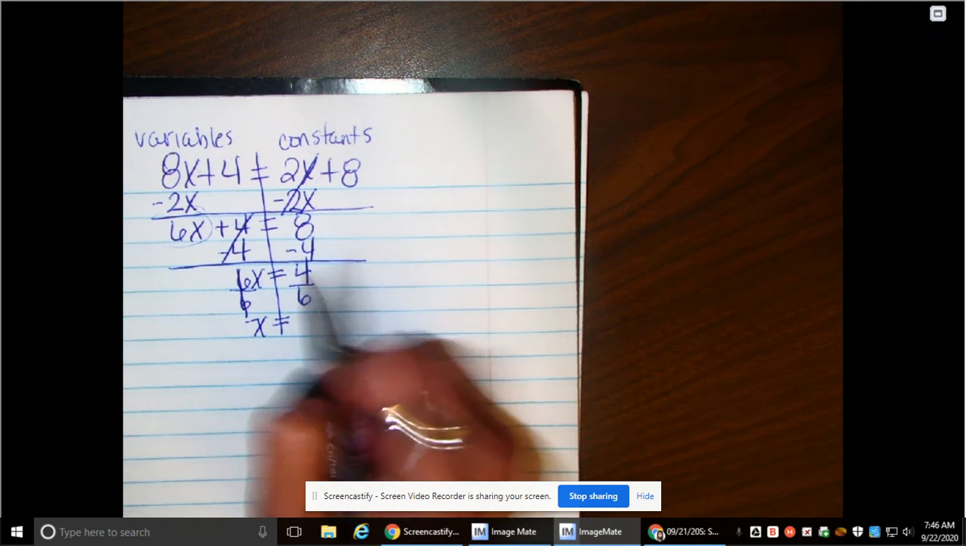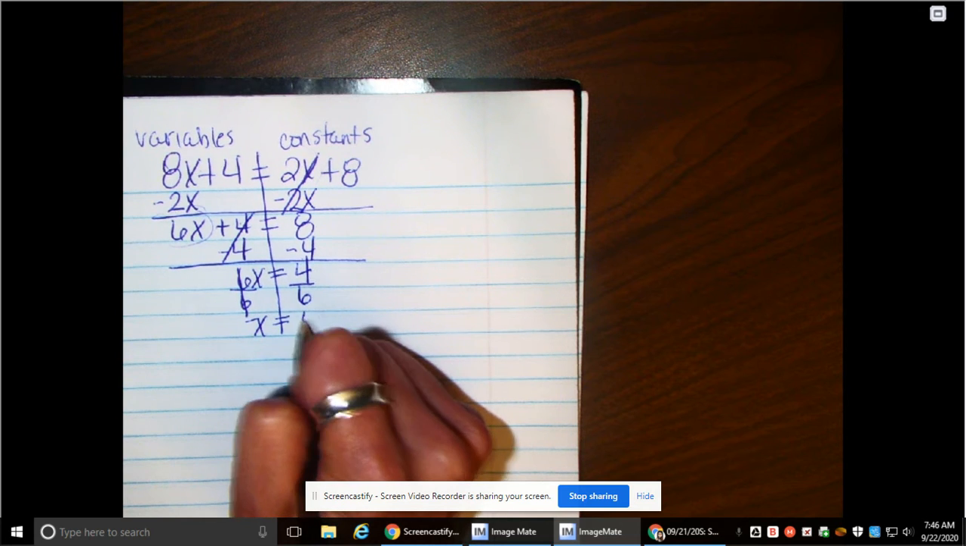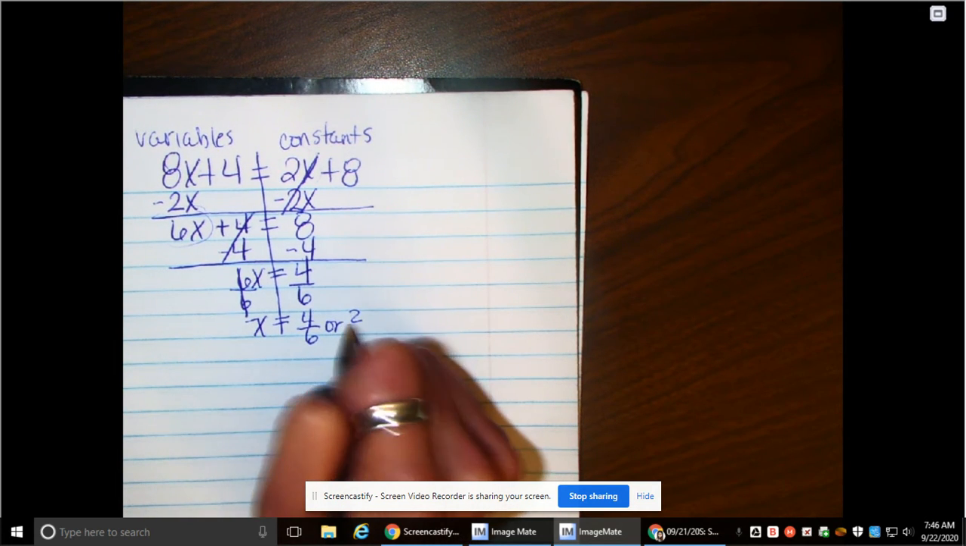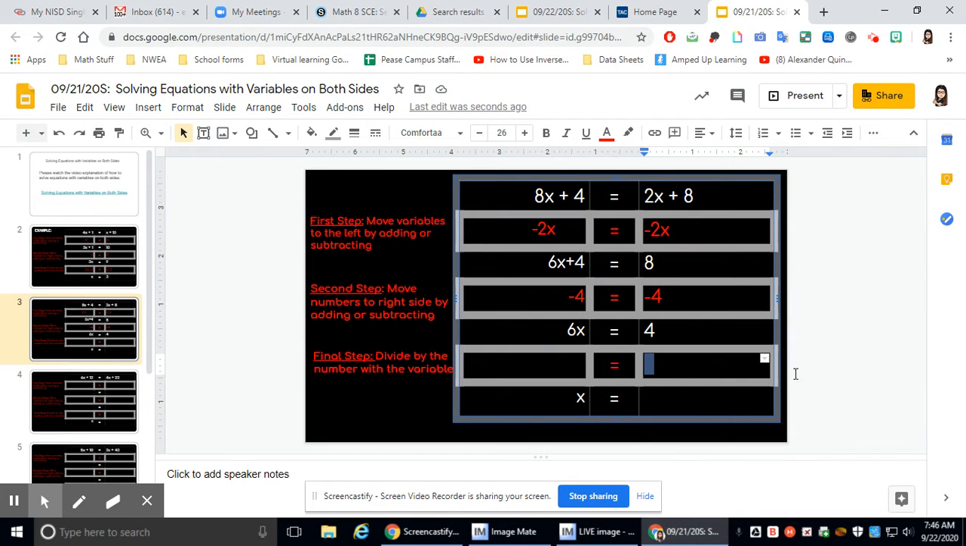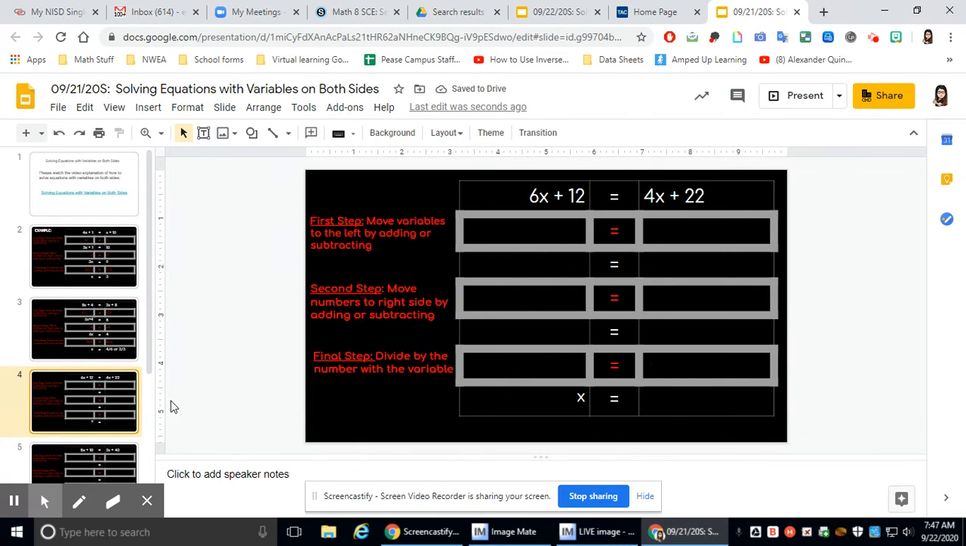X is equal to, well, this is going to stay a fraction. 4 over 6 will simplify to 2 over 3. And depending on your problem, you may have to change that to a decimal. So now I'll go to the table and fill in the information. So we're done with that problem. I'll now work on the second one.